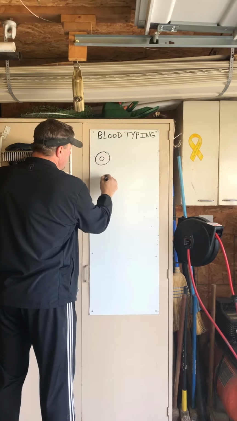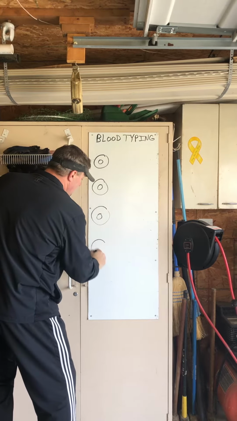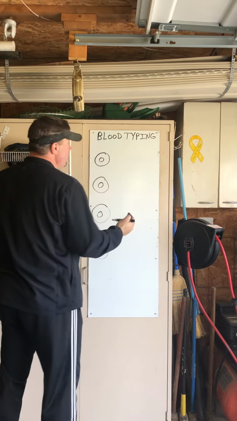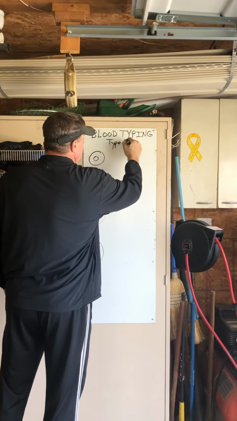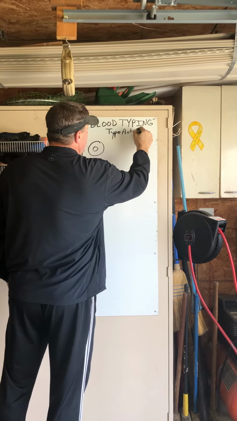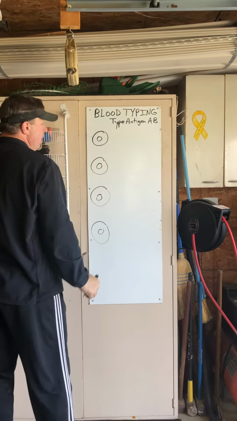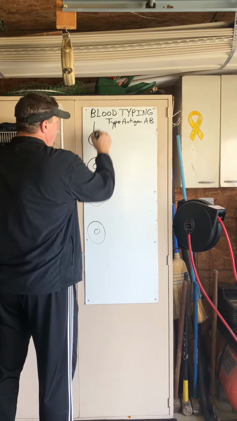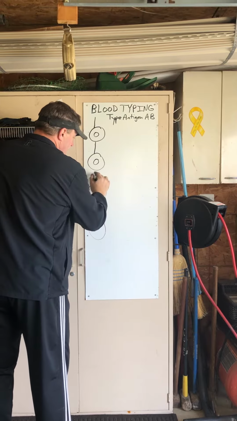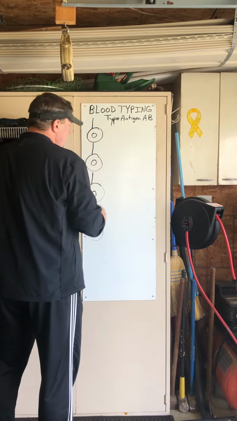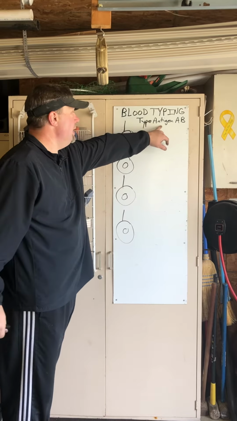This is a red blood cell. I don't have any red pens. These are all red blood cells. And we have 4 different types of blood. We're going to put the type here. I'm going to make it another little heading here. Antigen. So in blood typing, all of these blood types have the same flagpole. They all have the same flagpole. And what this flagpole is, and what I'm going to attach to it, is called an antigen.